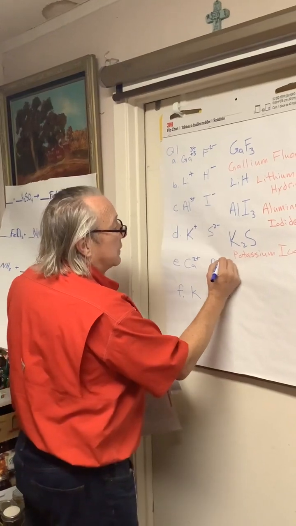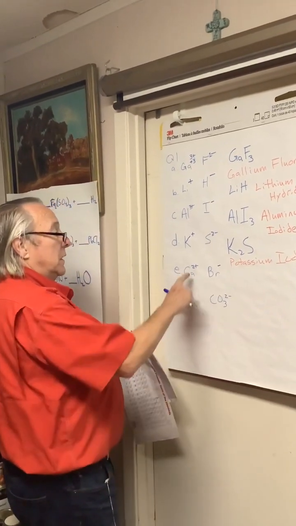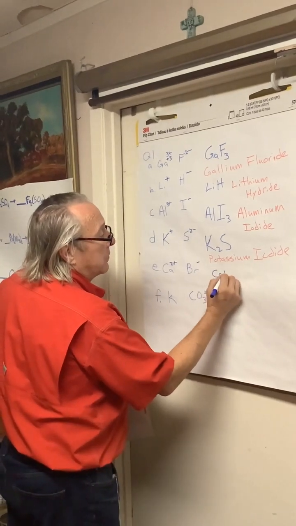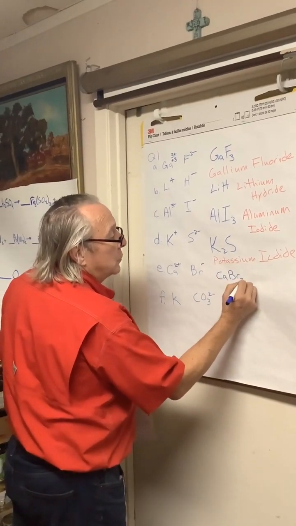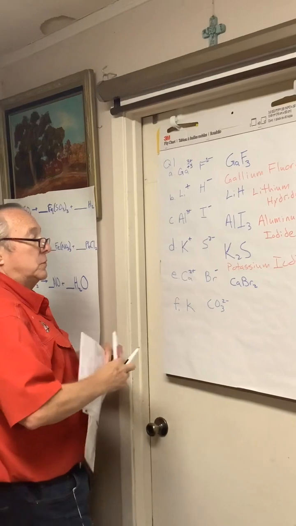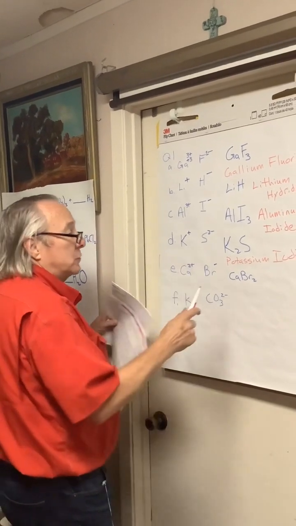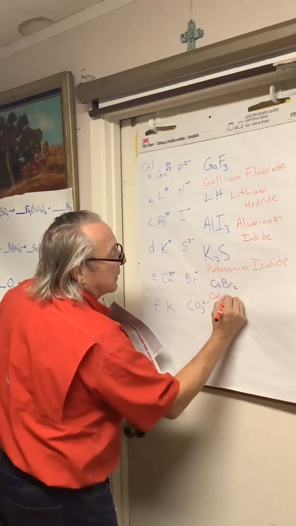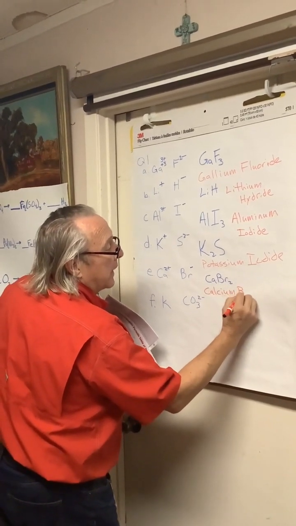Bromine, group 7, forms a minus. 2+, 1 minus. I'm going to form calcium bromide with 2 bromines per calcium, so I can have an overall net neutral charge. And this, of course, is called calcium bromide.